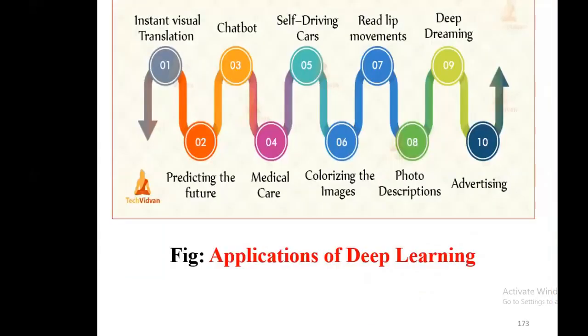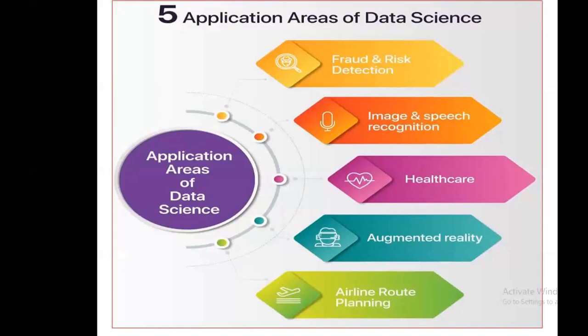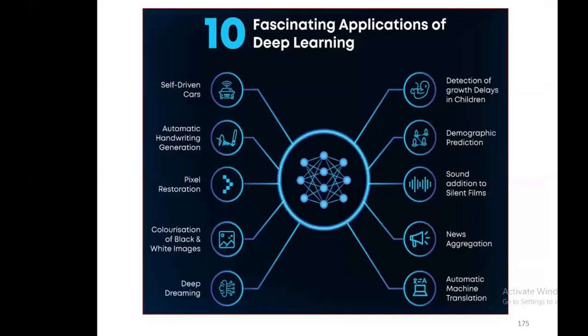And what are the major applications of Python? I mean, deep learning, especially instant visual translation applications, predicting the future, chatbots, medical, self-driving cars, reading lip movements, photo description, colorizing images, medical care, predicting the future, advertising. So many applications are there. Five application areas are presented: fraud and risk detection, image and speech recognition, healthcare analytics, augmented reality, airline route planning. These are the top 10 fascinating applications of deep learning.